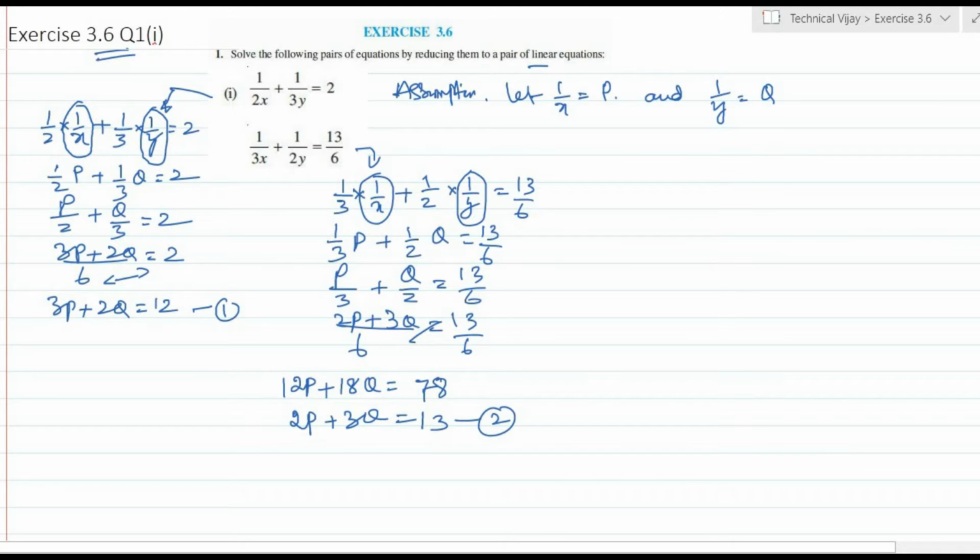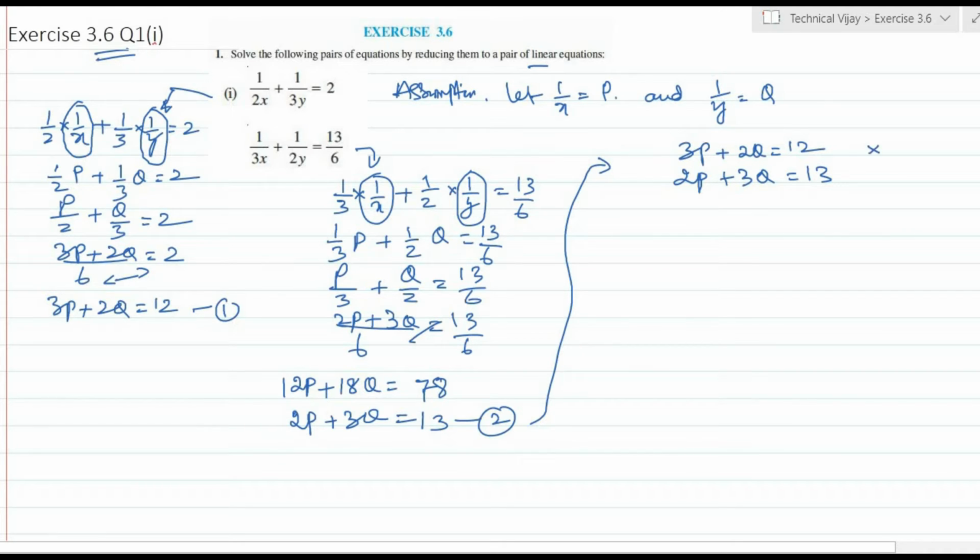So here one equation is 3p plus 2q equal to 12. The second equation will be 2p plus 3q equal to 13. So we will write these equations and we will solve for the p and q values. So the first equation is 3p plus 2q is equal to 12, and the second equation is 2p plus 3q is equal to 13. This can be solved by any of the algebraic methods, that is substitution method, elimination method or cross multiplication method. So this can be solved now by the elimination method.